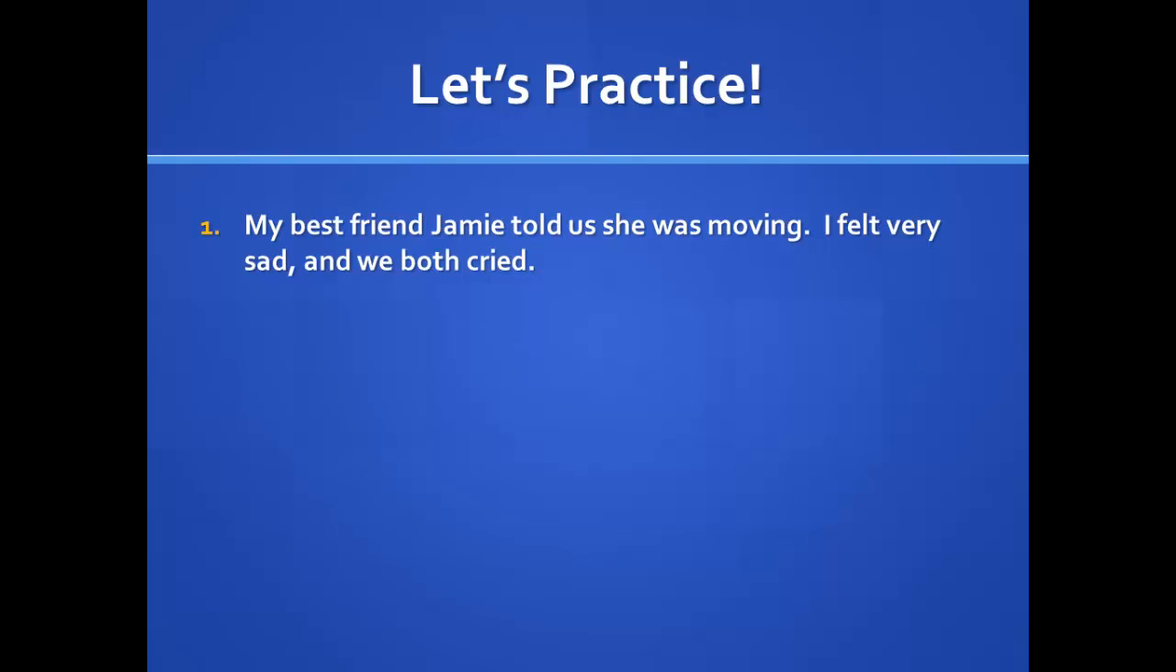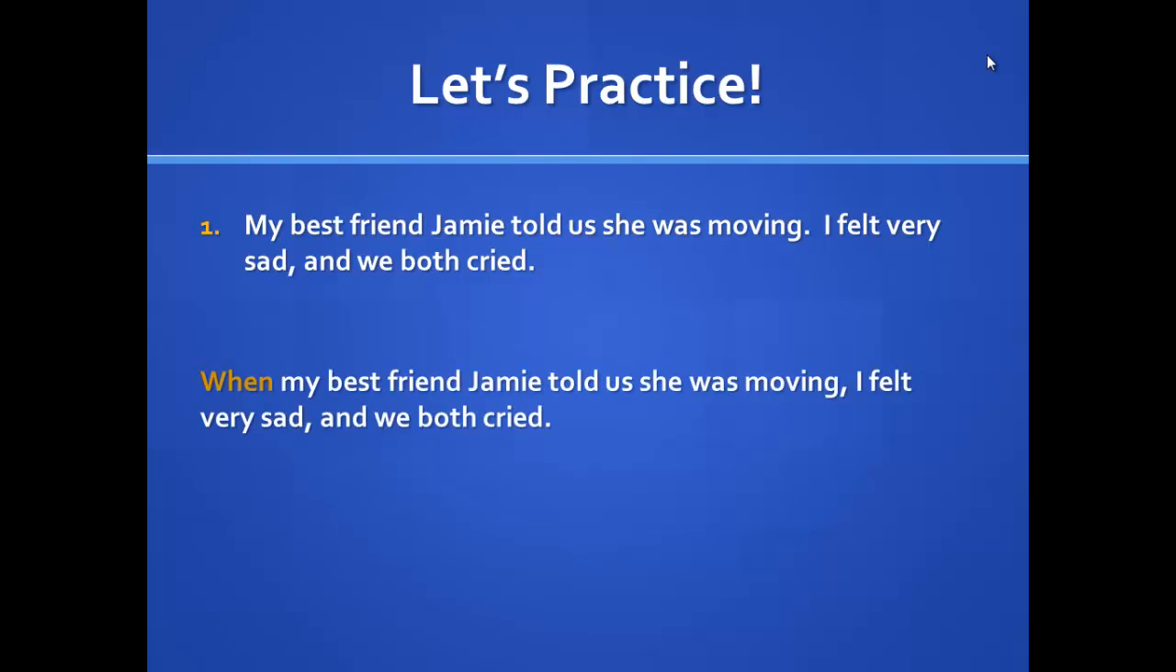Now, let's turn that into a compound complex sentence. We can do this by including one of those subordinating conjunctions that you have a list of in your activity and in a prior lesson. I have selected the subordinating conjunction when, which you can see is orange in my example sentence. When my best friend Jamie told us she was moving, comma, I felt very sad and we both cried.